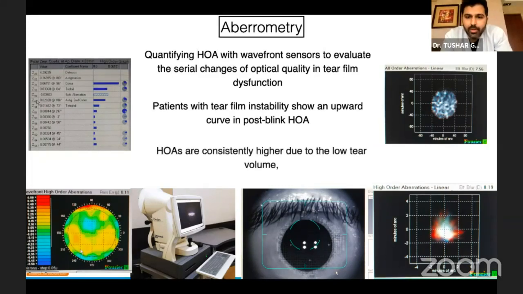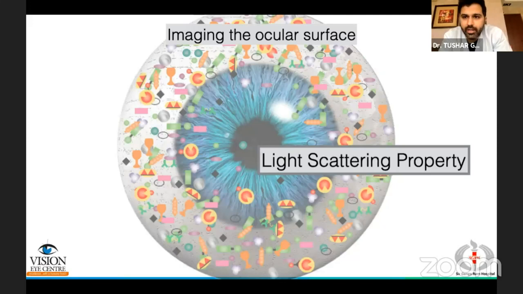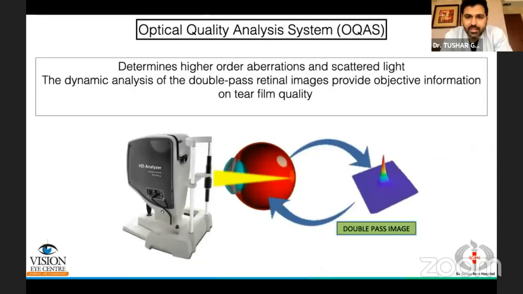What aberrometry, however, is not able to do is to really tell the scattering of the light that is happening. So there are other instruments available for that, such as the HD analyzer, also known as the OQAS, the Optical Quality Analysis System. What this does is it measures the scattered light, which the aberrometer is not doing. And this uses double pass retinal imaging to provide an objective analysis of the tear film quality as well.